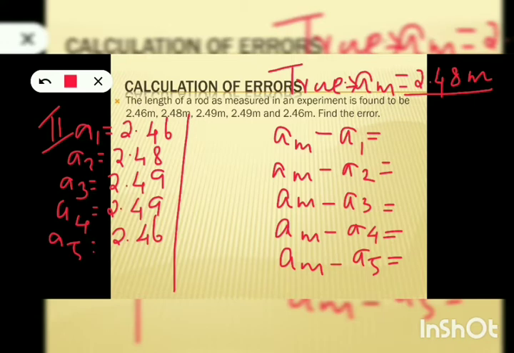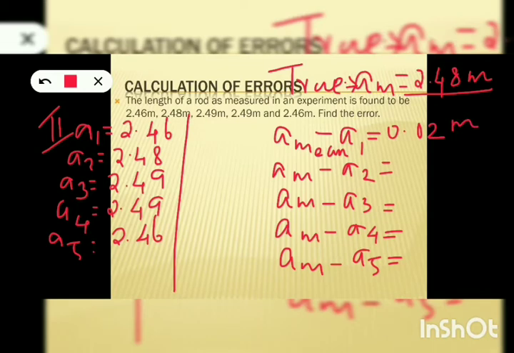Then what is A mean? AM means A mean. Here we don't have much space to write A mean, so that's why I have written AM, and you must write A mean in your notebook. Okay. So A mean minus A1. What is A mean? A mean is our 2.48. So 2.48 minus A1. What is A1? 2.46. What is 2.48 minus 2.46? It is 0.02 meter. So this is the difference between the true value and the first observation.